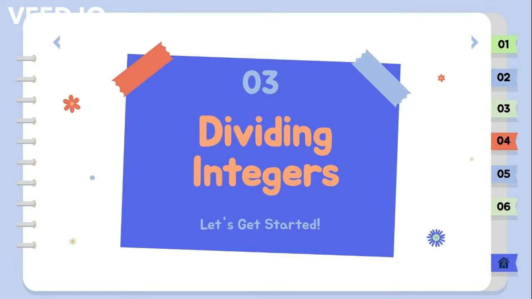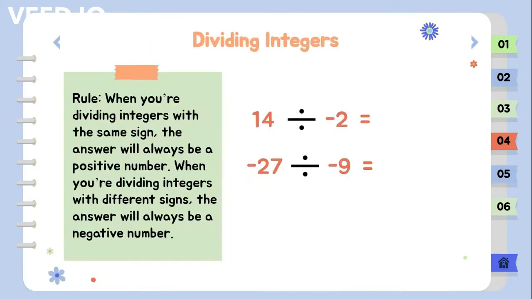So now I will teach you about dividing integers. The rule is the same as multiplying integers. When you're dividing integers with the same sign, the answer will always be a positive number. When you're dividing integers with different signs, then the answer will always be a negative number.